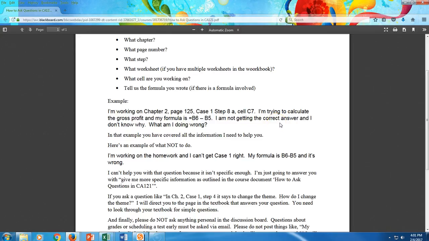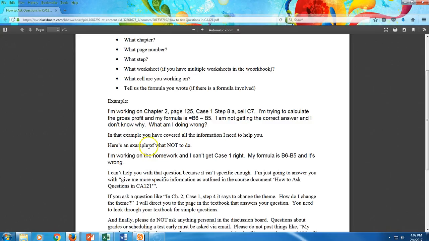Okay, that gave us all the information we need. Anybody in the class who sees this can go to that page, right? To Chapter 2, to the page, to the case, to Step 8A, and their exact cell, and help you, okay? Tell you what's wrong.